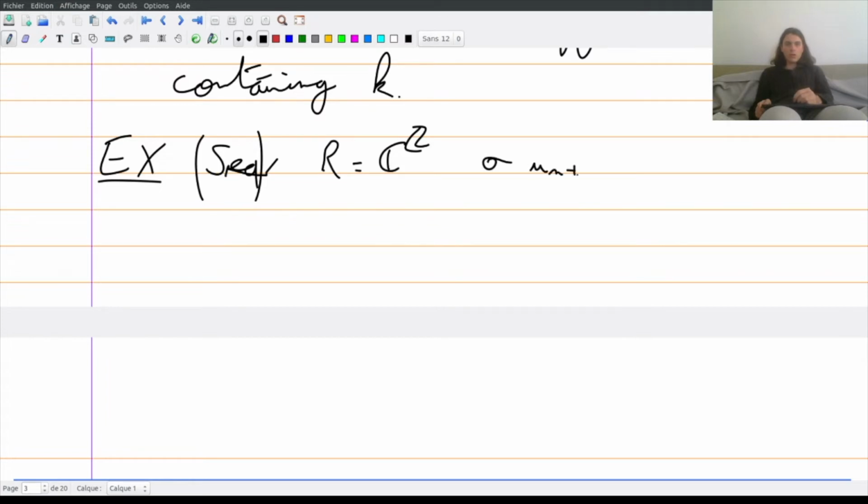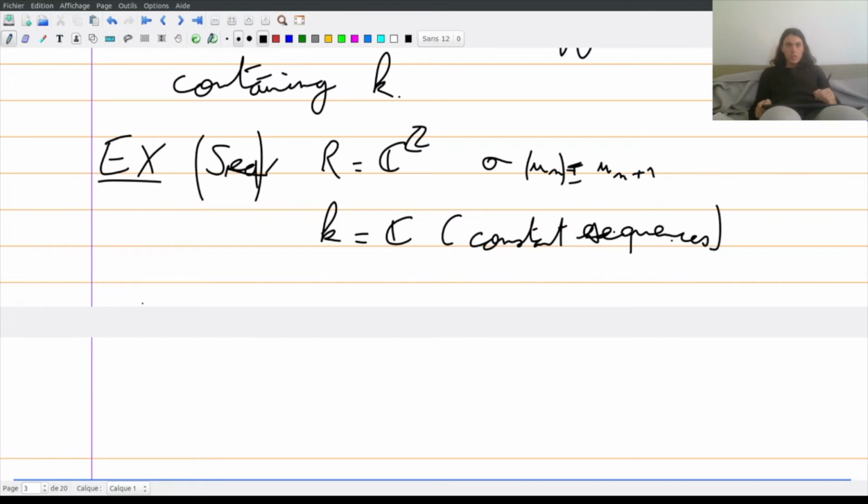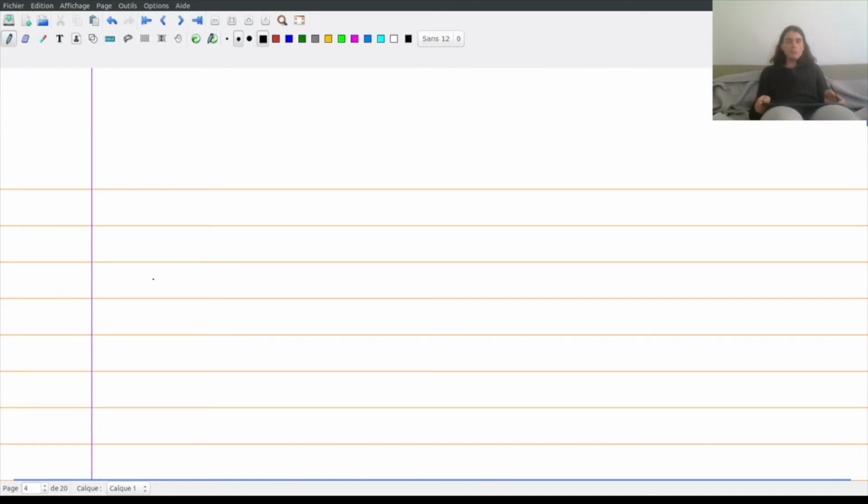So sigma of u_n equals u_{n+1}. I consider then over Z because I want sigma to be bijective. And K will be C, so the constant sequences. Okay, so let me consider another example. It's a shift case.